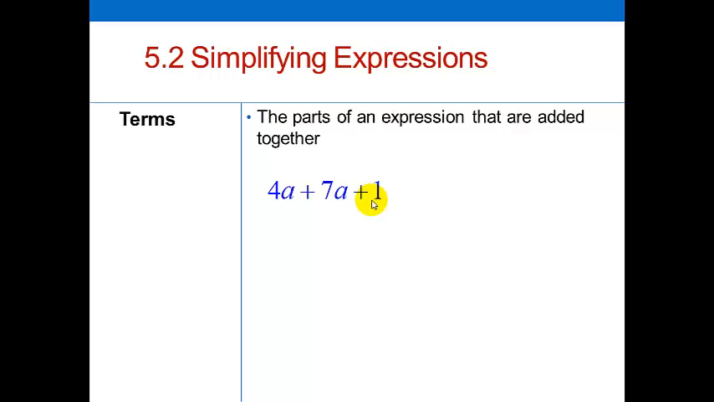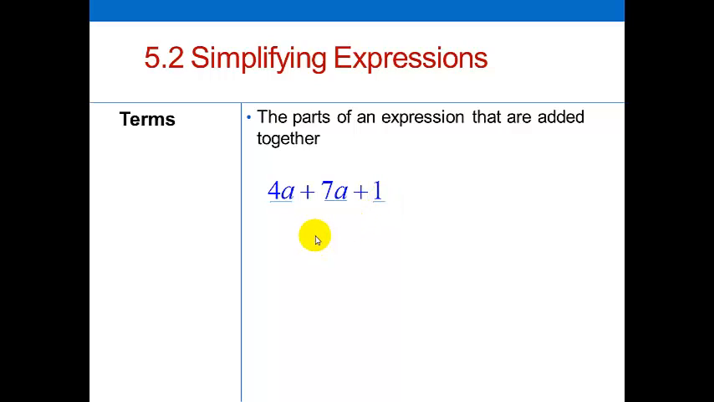So the first thing we're going to look at is these are all called terms, where they're the parts of an expression that are added together. So this is a term, 4a, 4 times a. This is a term, and this is a term.